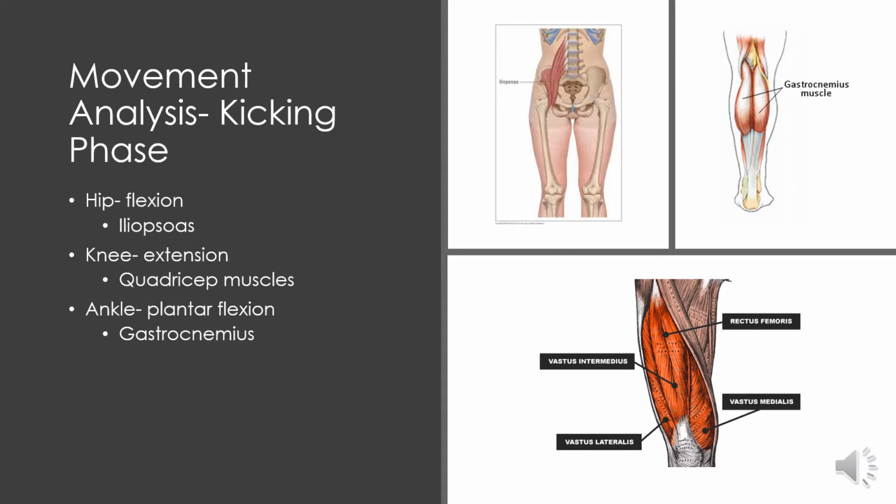During the kicking phase, the hip performs flexion with the iliopsoas muscle acting as the agonist. Knee extension is performed with the quadricep muscles acting as agonists. The quad muscles include the rectus femoris, vastus medialis, and vastus intermedius. The ankle again performs plantar flexion with the aid of the gastrocnemius.